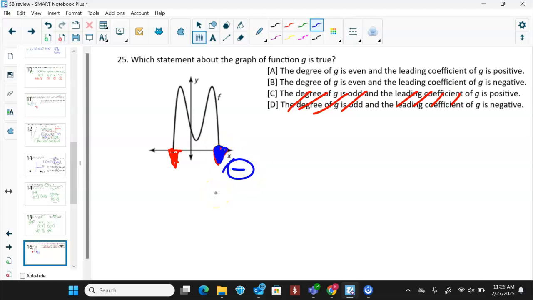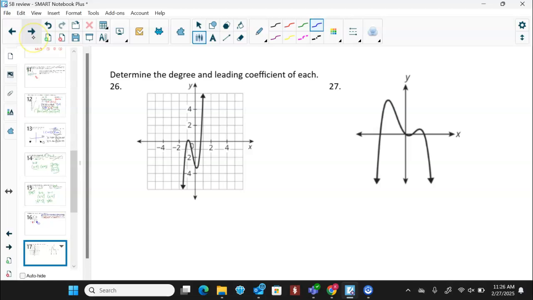Since it's going down, it's negative. So it's not going to be answer A. It is going to be answer B. All right, the next one talks about determining the degree and leading coefficient for each. Obviously, this one has two different ends of the function. So this is odd. And the leading coefficient, which is the far end right here, it's going up. So the leading coefficient is positive.